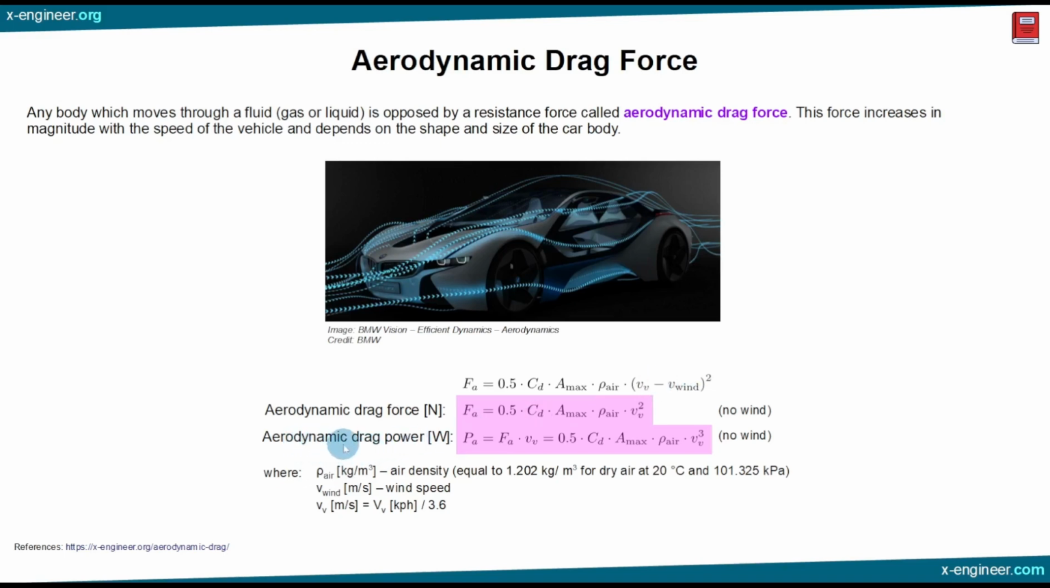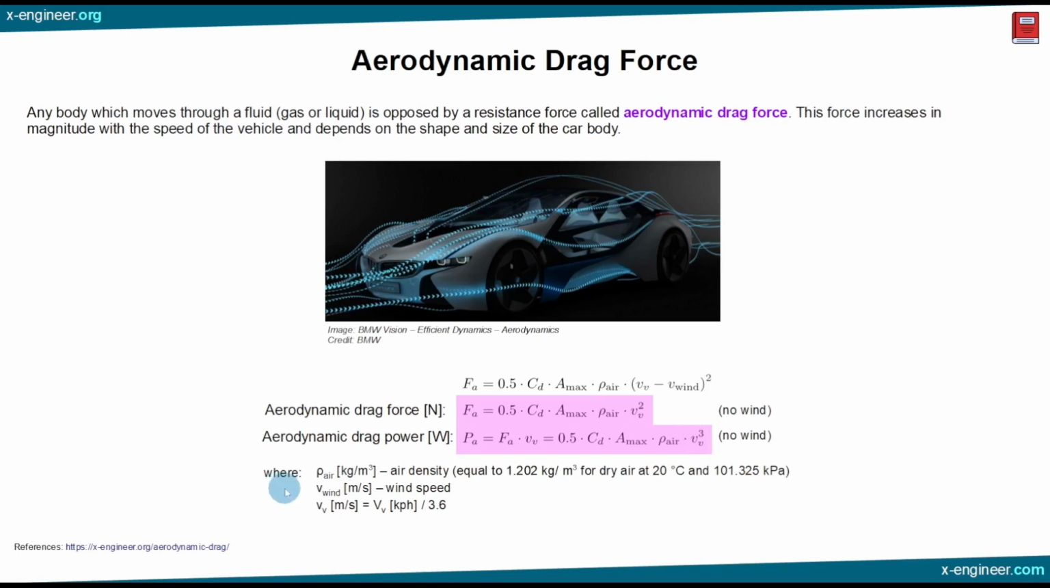To calculate the aerodynamic drag power, we have to multiply the aerodynamic drag force with the speed of the vehicle in meters per second. This gives the equation of the power the same as the equation of the force, with the exception that the speed of the vehicle is at the power of 3.